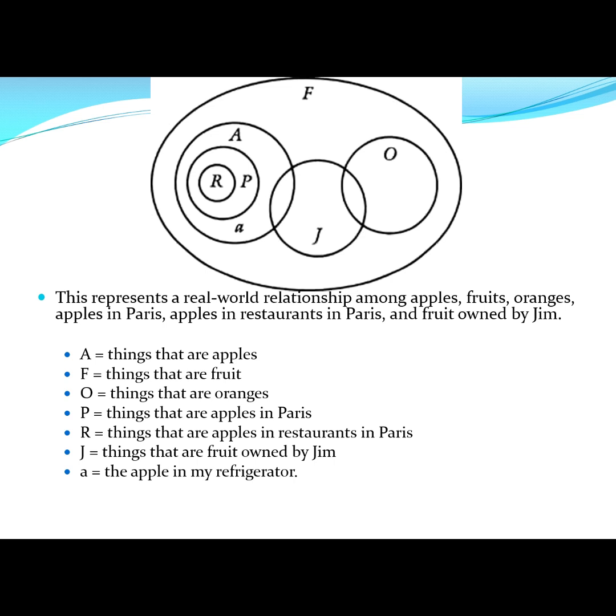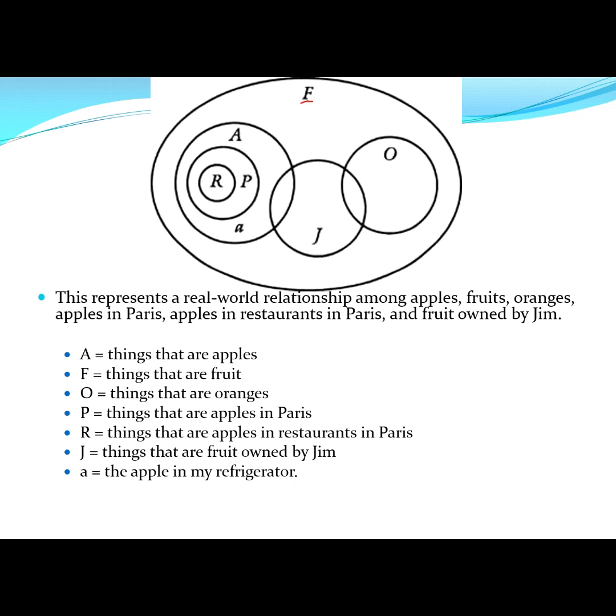And with the more data you get, the more complex the Venn diagrams can look. So for example, here this represents a real-world relationship among apples, fruits, oranges, apples in Paris, apples in restaurants in Paris, and fruit owned by Jim. So let's look at this entirely.